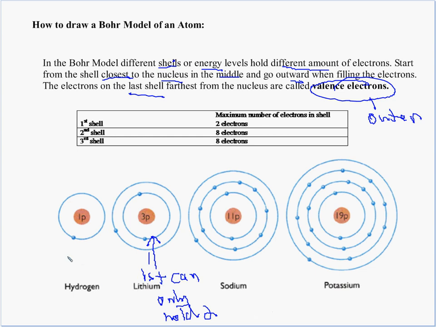Hey, something interesting? These each only have 1 on the outside. So they all have the same number of valence electrons. That's kind of interesting. But obviously very different, right? Like this one, it's a lot bigger.